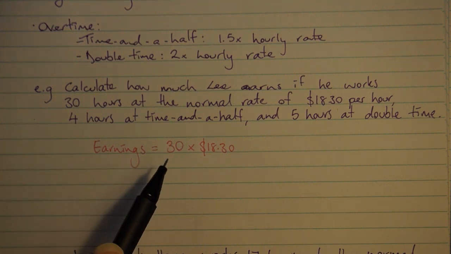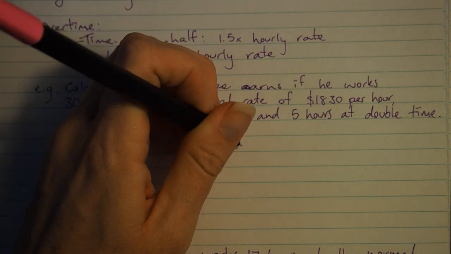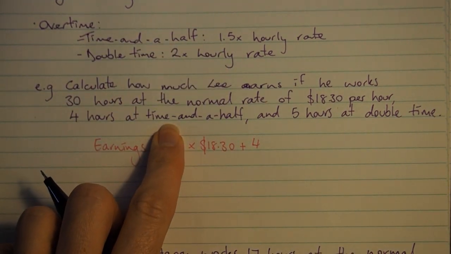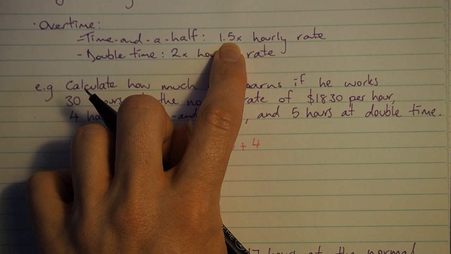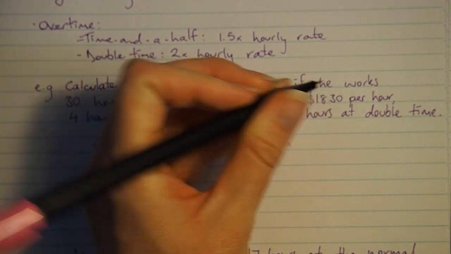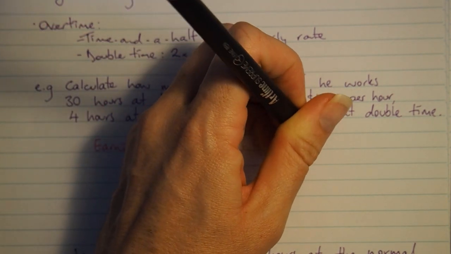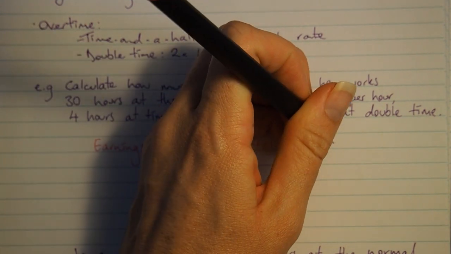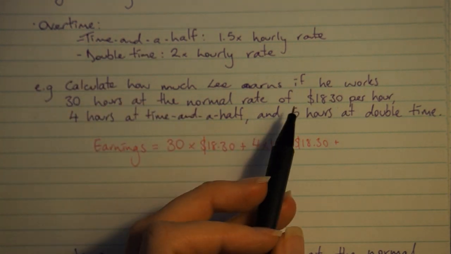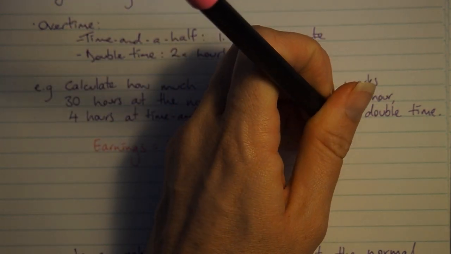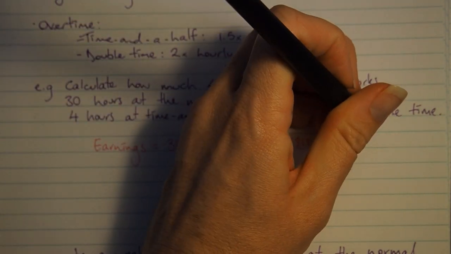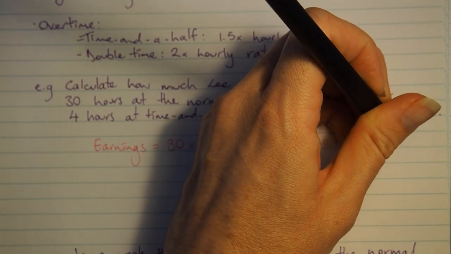Okay, so it's got 30 hours at $18.30, and then on top of that, he's got 4 hours at time and a half. So remembering that time and a half is 1.5 times our hourly rate. So they've got 4 lots of 1.5 times our hourly rate, which is $18.30. Okay, then on top of that, he's got some double time earnings. So we've got 5 hours at double time. So 5 times, now a double time rate, as it suggests, is 2 times our hourly rate. So 5 times 2 times our hourly rate.